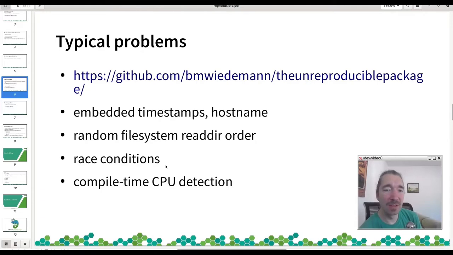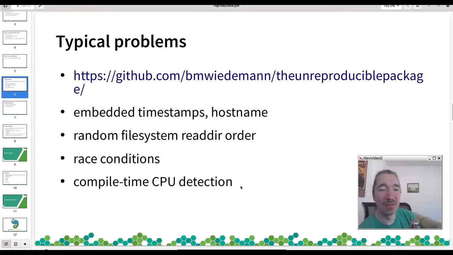Then you can have race conditions. That is, if you use make -j, that's very easy. You create a file, then another process comes around and recreates the file in a different way, and depending on who is faster, it sometimes results in one version or the other in the output. Or different variants of that.